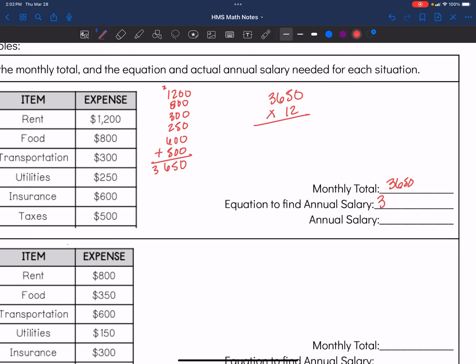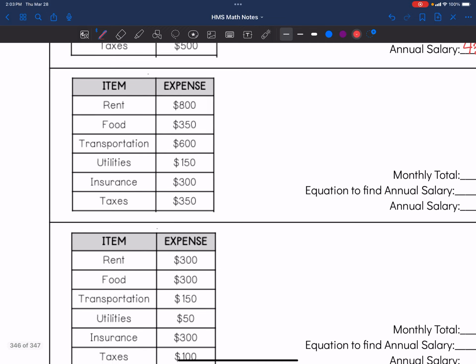So I'm doing 3,650 times 12. 6 times 2 is 12, plus 1 is 13. 3 times 2 is 6, plus 1 is 7, 0 placeholder. Okay, it looks like my annual salary will need to be more than $43,800. I say more than because stuff comes up. Emergencies come up. So for this house to be happy, I would say more than $43,800. We're essentially going to do that 2 more times.